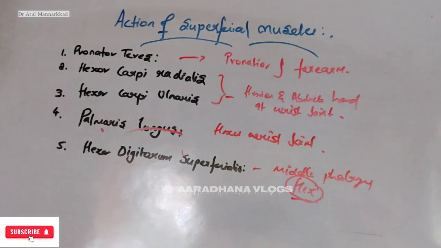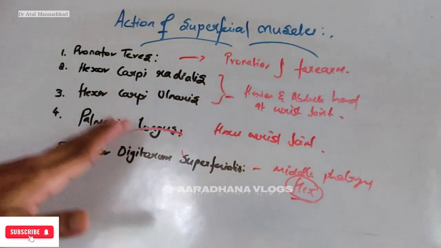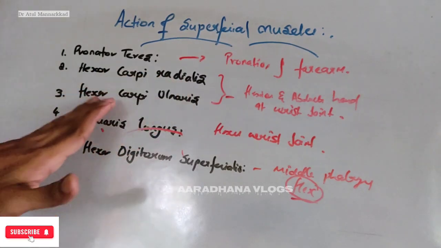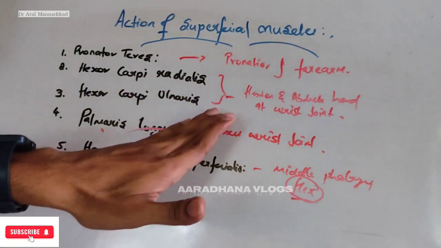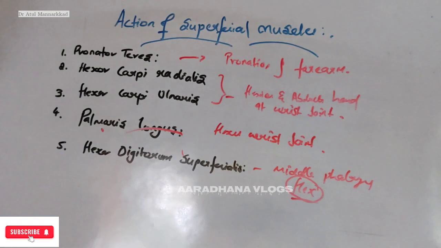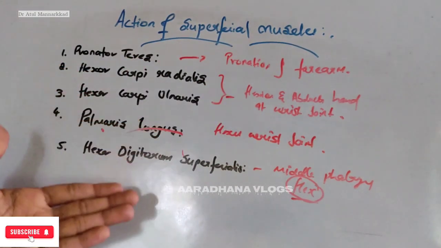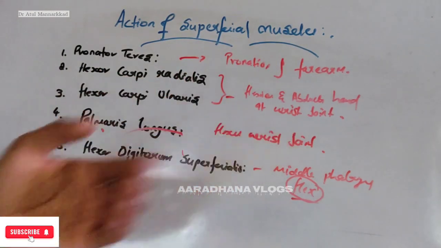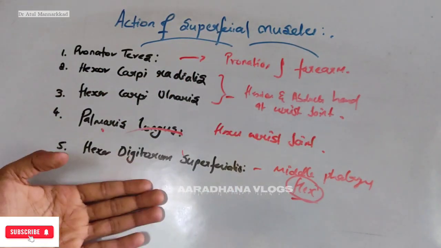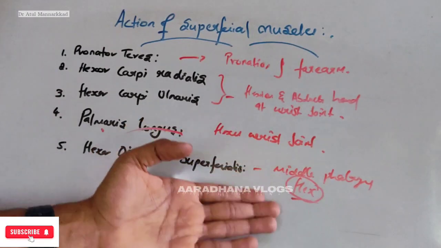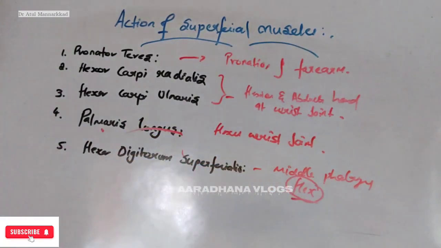So these were some of the actions of the superficial muscles. Once again we will revise that. The pronator teres helps in the pronation of the forearm. Flexor carpi radialis and flexor carpi ulnaris have the same function, flexion, and they also abduct the hand at the wrist joint. Next one is the palmaris longus, which helps the flexion of the wrist joint, and the last one is the flexor digitorum superficialis, which helps in the flexion of the middle phalanges, also the proximal ones and the wrist joint.